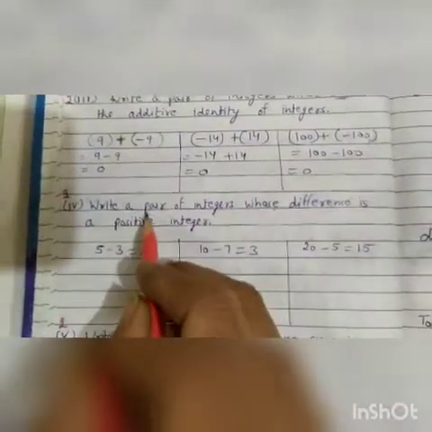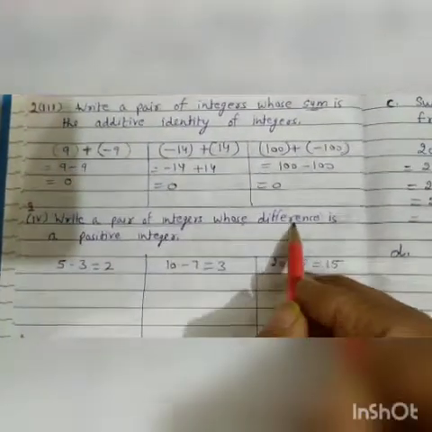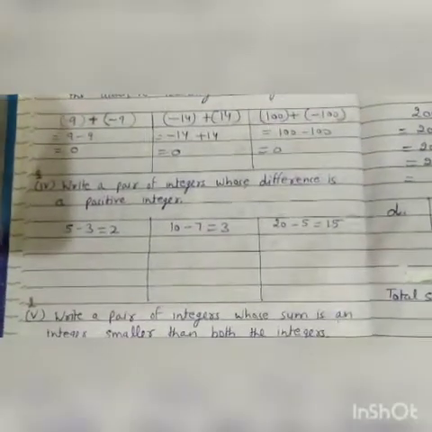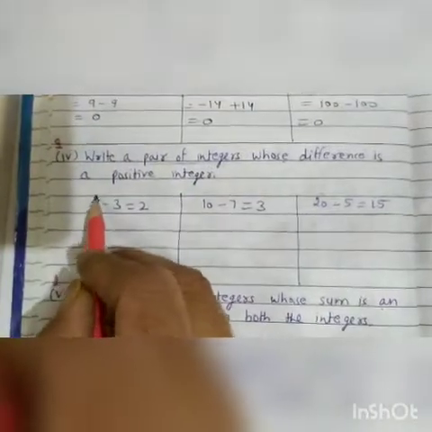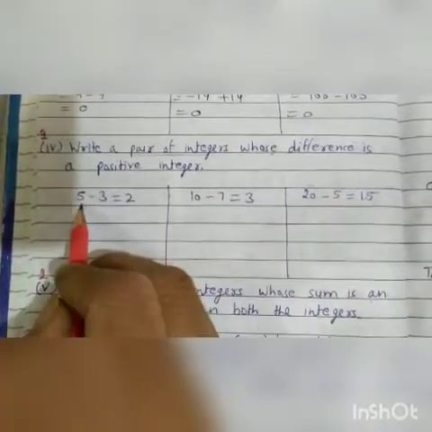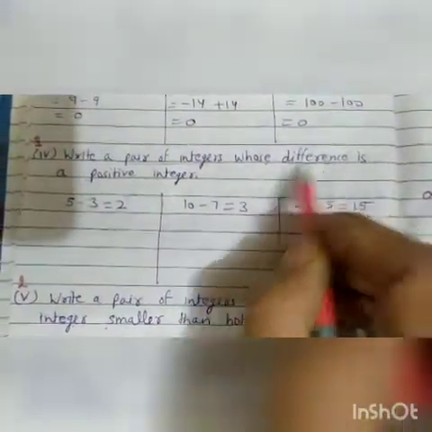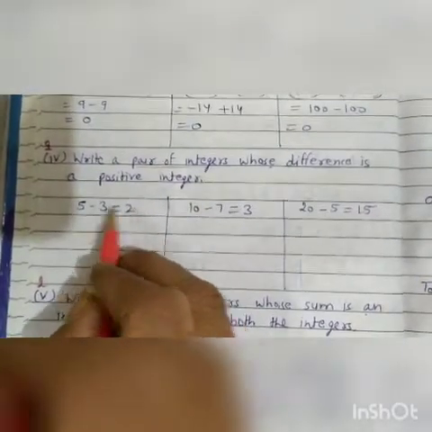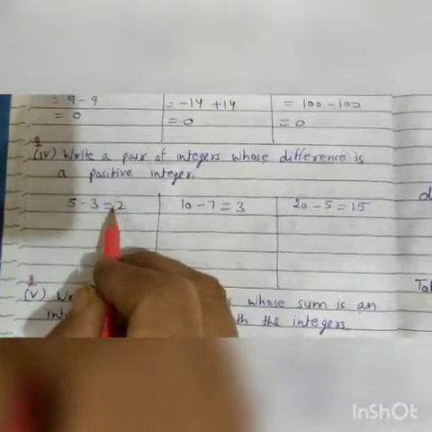Come to the next part. Write a pair of integers. Again we have to write a pair of integers in such a way that the difference is a positive integer. Their difference should be a positive integer. It is very easy. See here. Pair of integers. I have written here 5 minus 3 equal to. This is given in your book. We have to find that their difference is a positive integer. Here difference means answer. When we subtract two integers, we should get a positive integer.